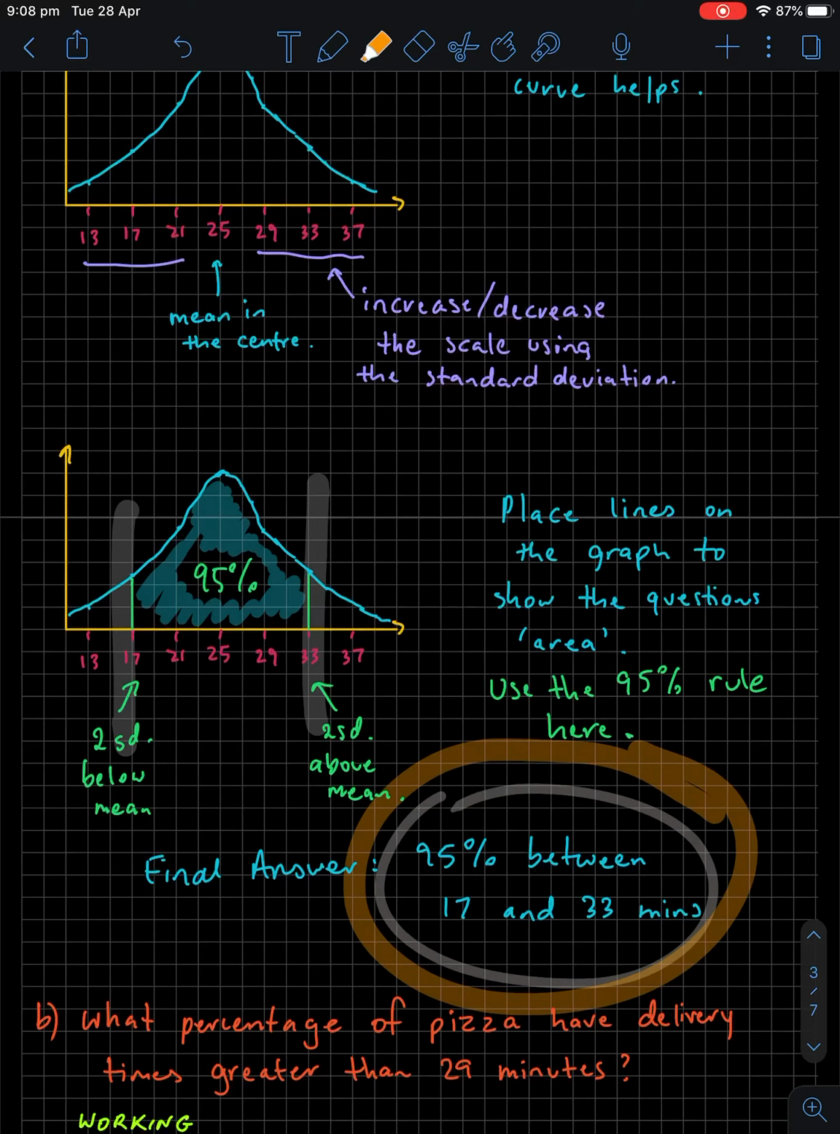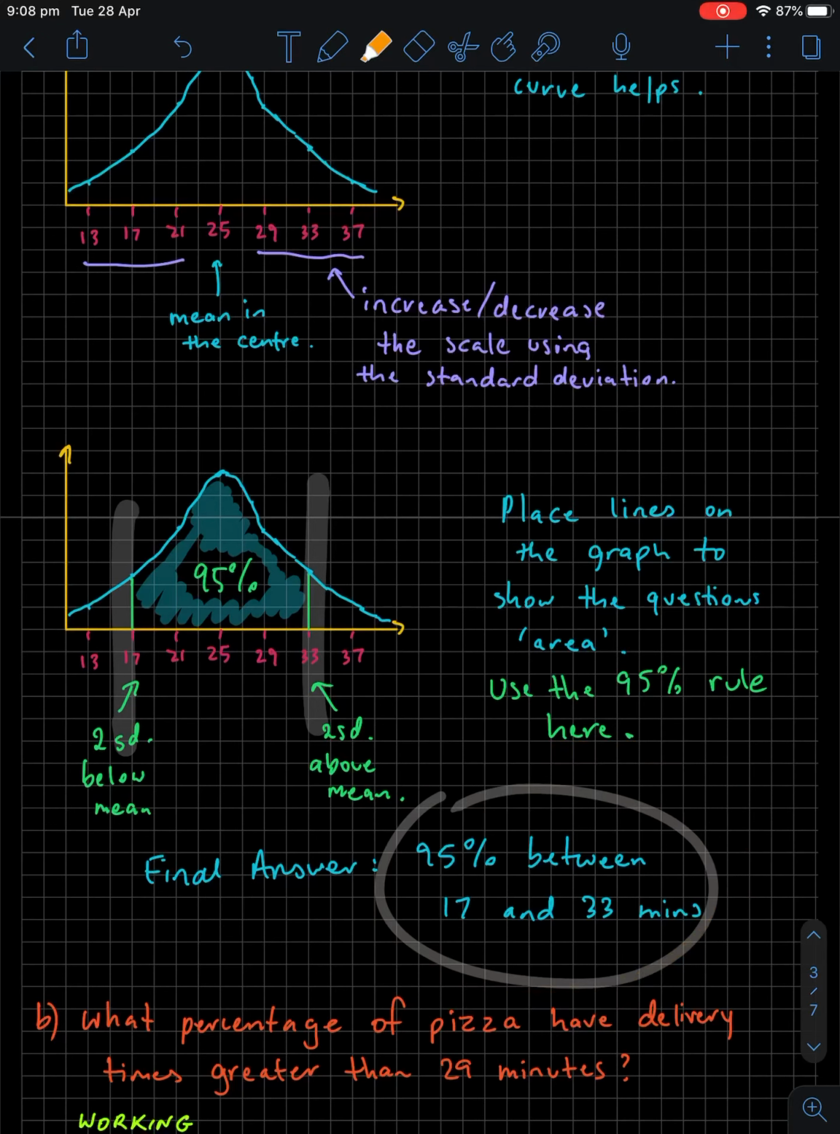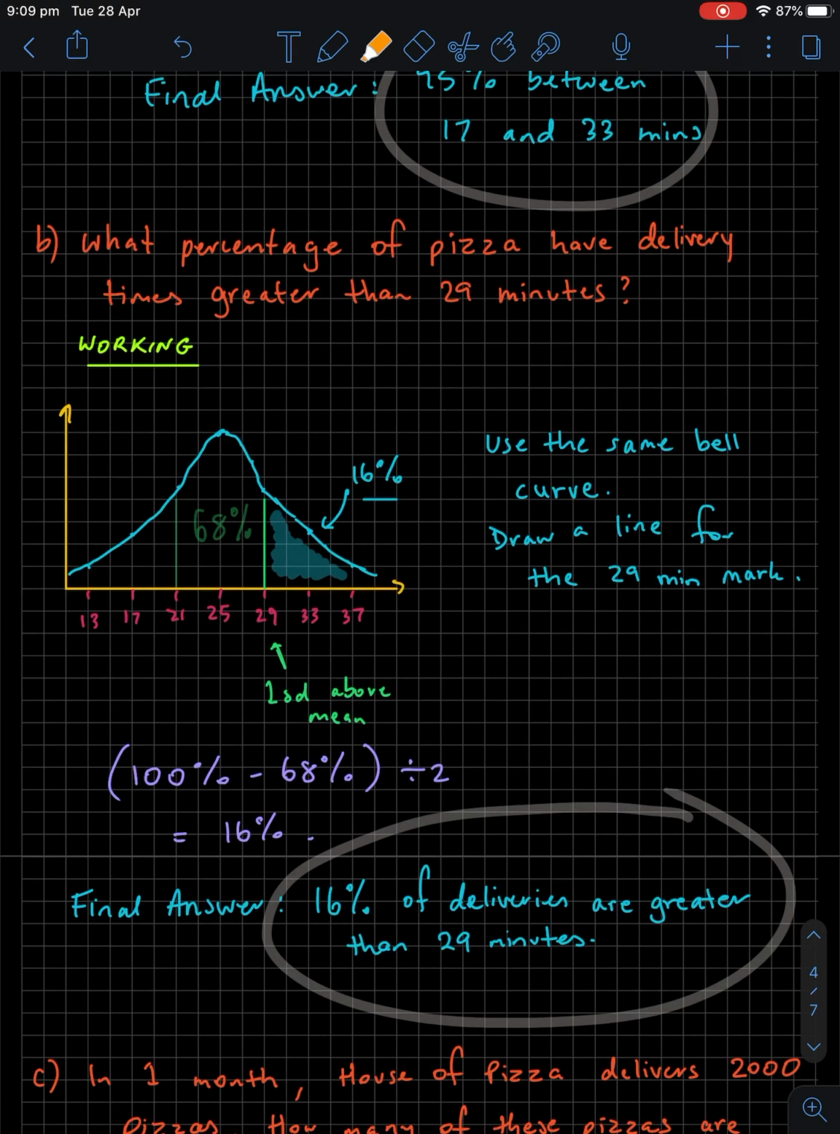So our final answer is that 95% of deliveries are between 17 minutes and 33 minutes. So pretty much if you're getting business from this company, you can be 95% sure that it's going to take between 17 and 33 minutes. That's the idea. There's a 5% chance that it's going to be outside this range. Okay, so let's try another one.